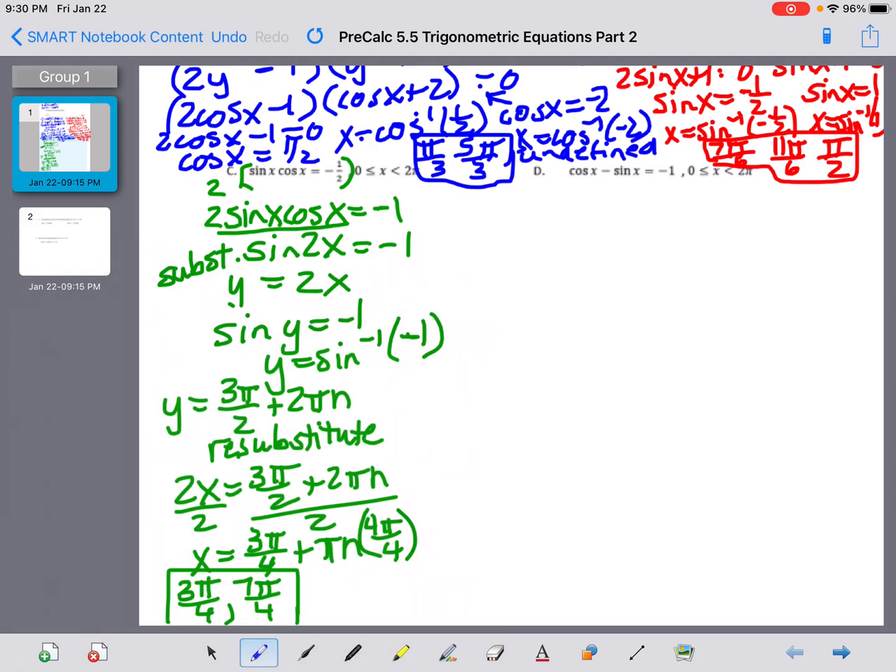Wow, cosine x minus sine x equals -1. Same angle, so that pretty much takes out all my sum to product rules.